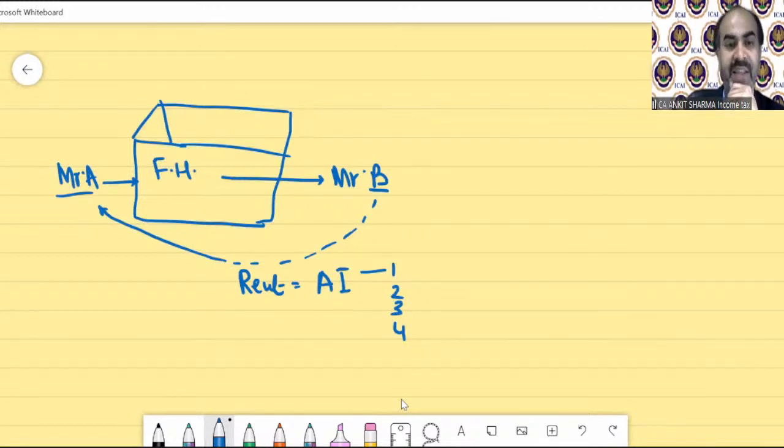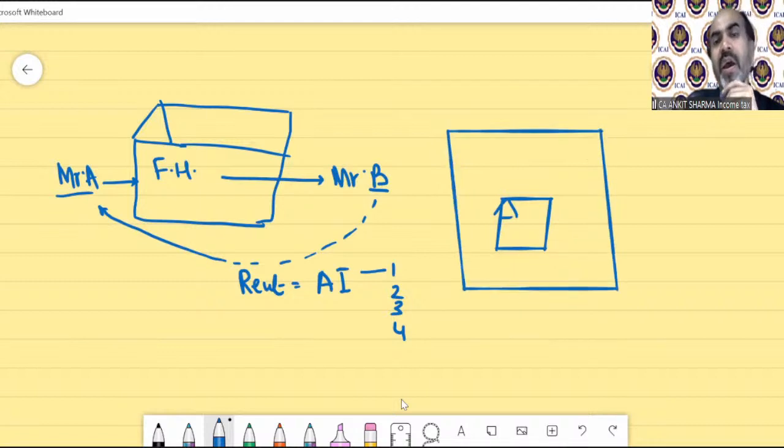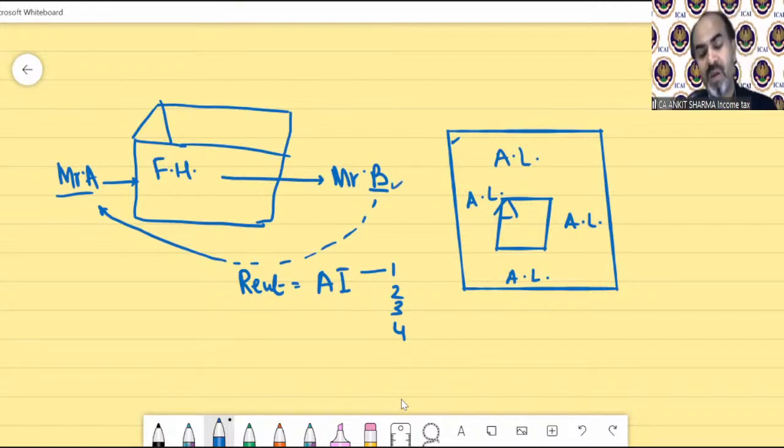Condition number 1 says that this farmhouse should be within the immediate vicinity of the agricultural land. Vicinity means border. So the farmhouse should be situated within the boundary of that agricultural land on which agricultural operation is carried out by Mr. B. So B takes the land on rent, and within that land there should be a farmhouse also, which is also being taken by Mr. B. So the first condition is that the farmhouse should be within the boundary of agricultural land.